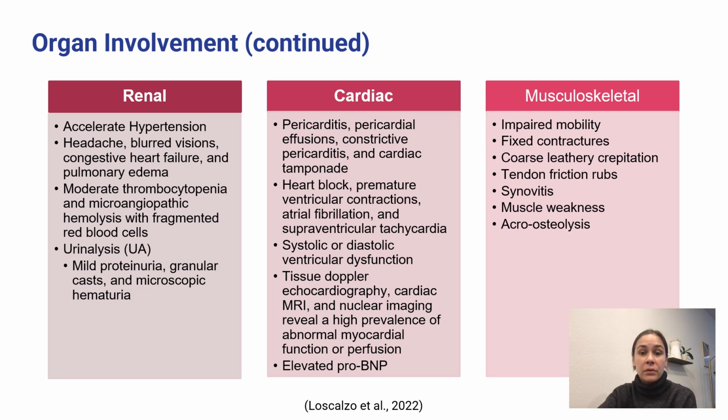You can have moderate thrombocytopenia and microangiopathic hemolysis with fragmented red blood cells. The UA may show mild proteinuria, granular casts, and microscopic hematuria.